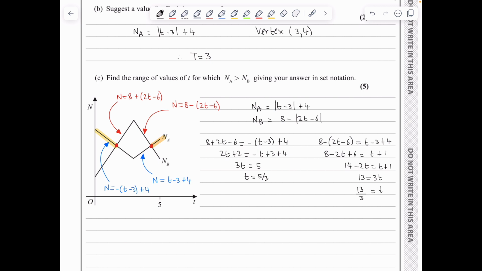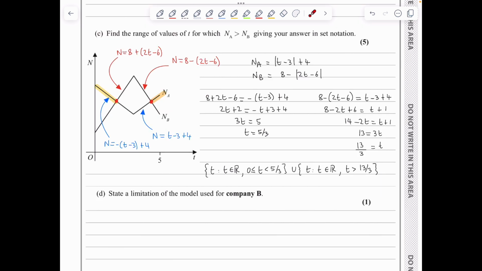So we know that anything that is greater than the 13 over 3 and anything that is less than the 5 over 3 and obviously greater than 0 because the horizontal axis is the time, will satisfy the given inequality. So we have the solution set to be all values of T such that T belongs to the reals and T is between 0 and 5 over 3, union, so means or, all T such that T belongs to the reals and T is greater than 13 over 3.